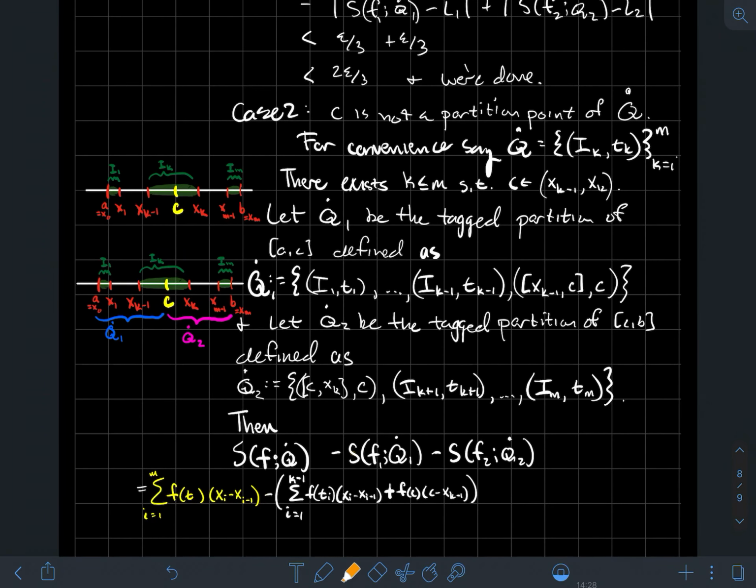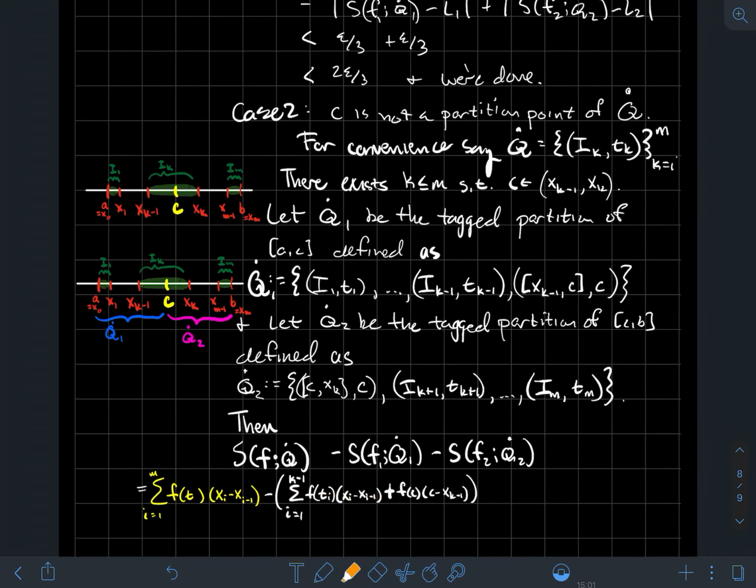And then now, if I think about this Riemann sum, in my case, thinking about these ones here, I would have f of ti times xi minus xi minus 1, and that happens until I get to k minus 1. So in other words, this part here is me adding up all the f of the tag times the width of the subinterval. But then I'm going to add this last piece. So this would be f of the tag c times the width of that subinterval. And again, that is using this part of the partition right here.